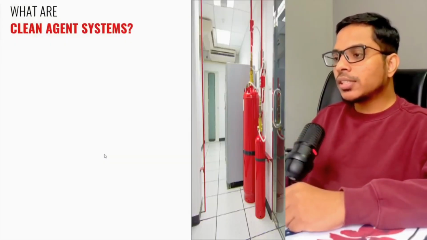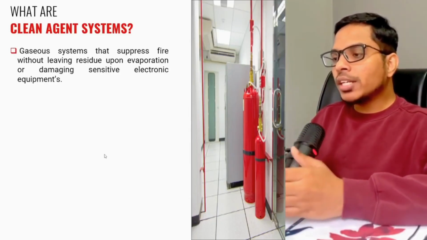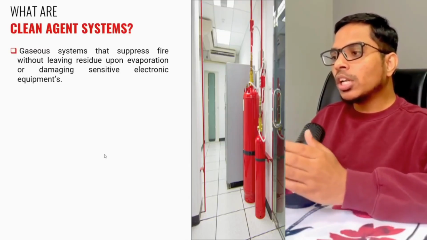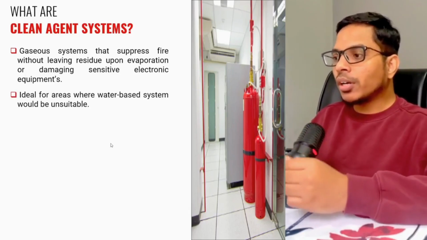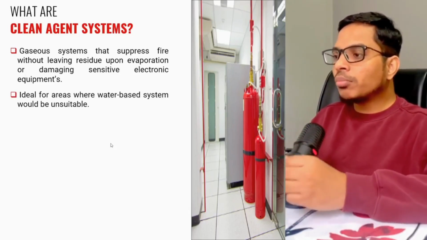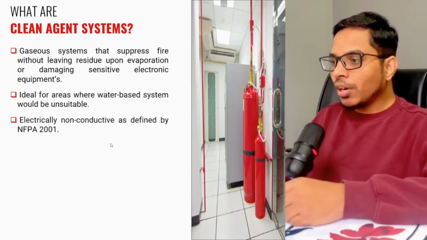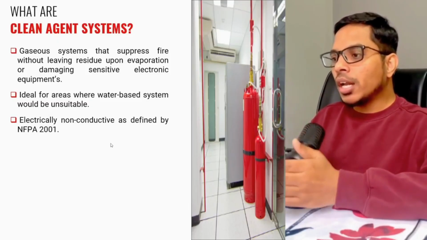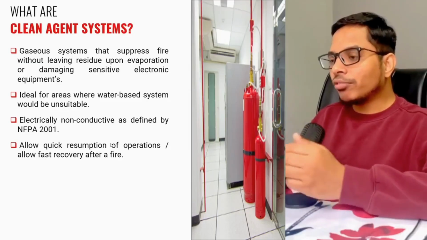What are Cleanagent systems? Basically, Cleanagent systems are gaseous systems that are used to extinguish fires without leaving residue, and also to limit the damage to sensitive equipment. They are ideal where water sprinklers could cause damage or where water-based systems could not be used. NFPA 2001 requires these agents to be electrically non-conductive for safe use around live equipment. This allows fast recovery and minimal downtime after discharge.